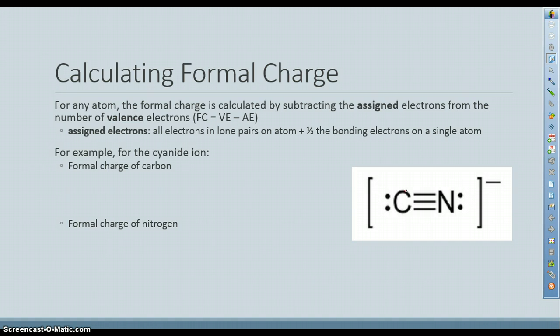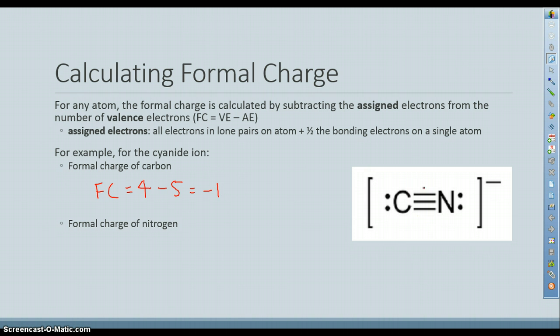Let's see how this works for carbon and nitrogen in the cyanide ion. So with carbon over here, we'll start with this one. The formal charge is equal to my valence electrons, which is 4 for carbon, minus the assigned electrons, which is going to be 5, because you have the 2 here in the lone pair and 3 bonds, but there's 6 electrons in there. So we'll take half of those 6 electrons and get 3. So we have the 2 here and the 3 electrons for carbon. That makes a total of 5. That'll give you a formal charge of -1.